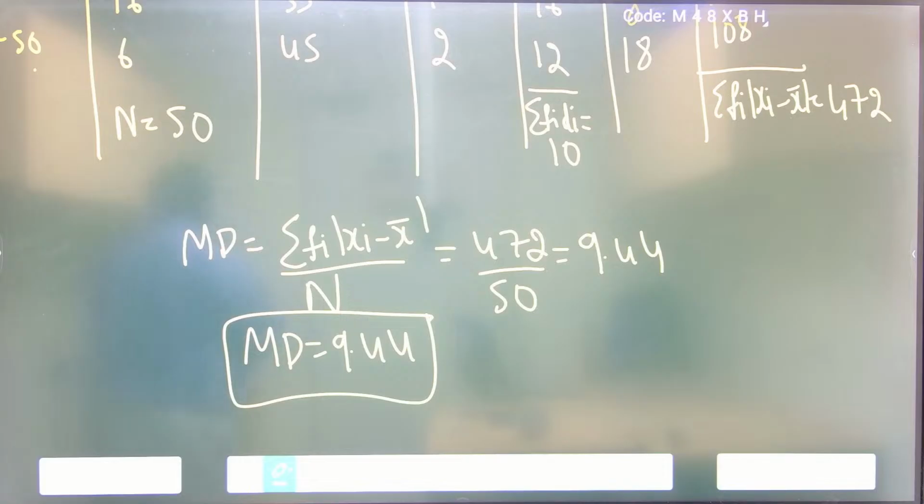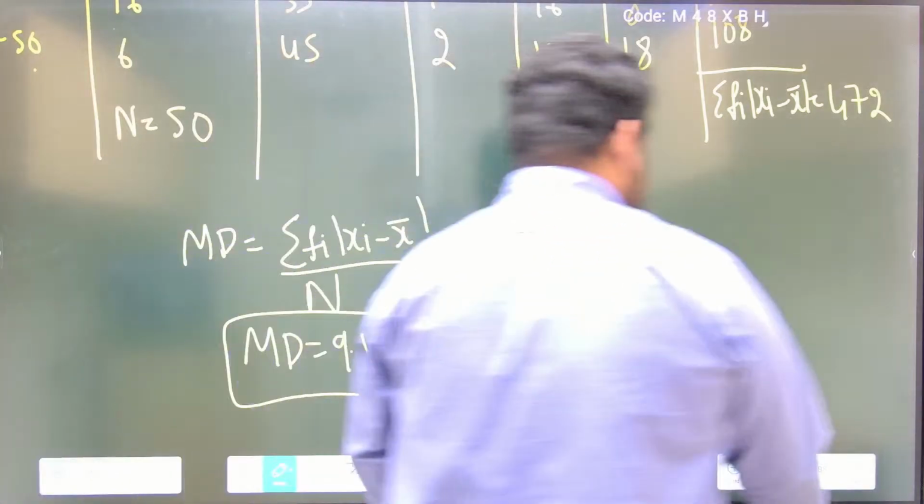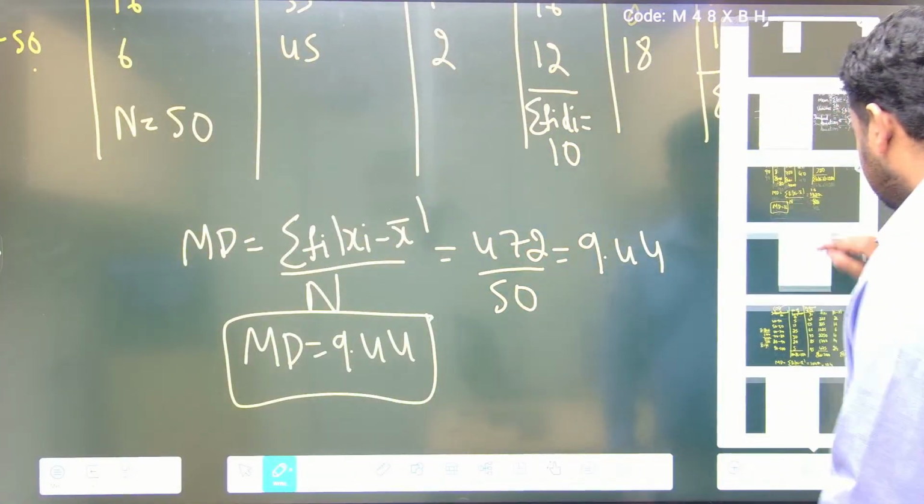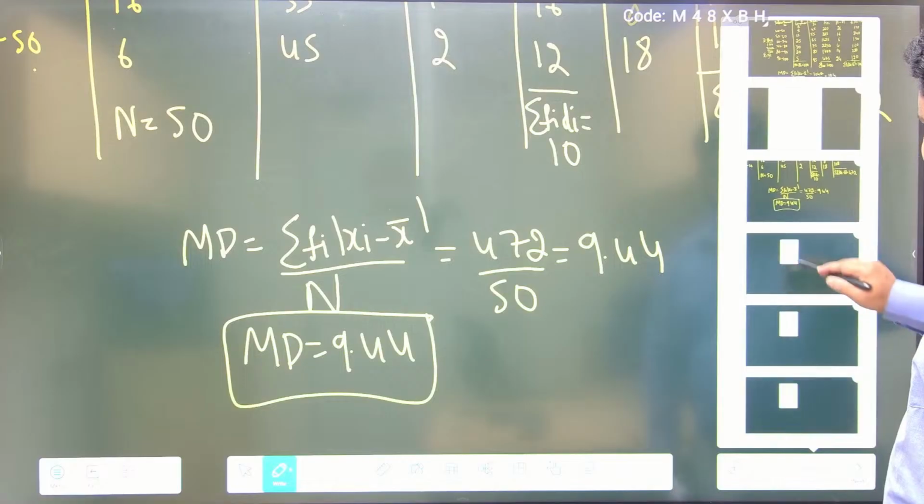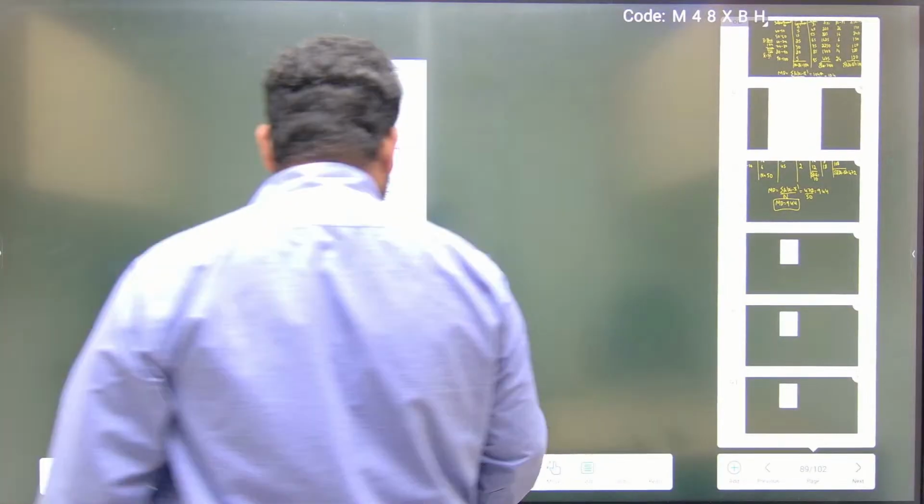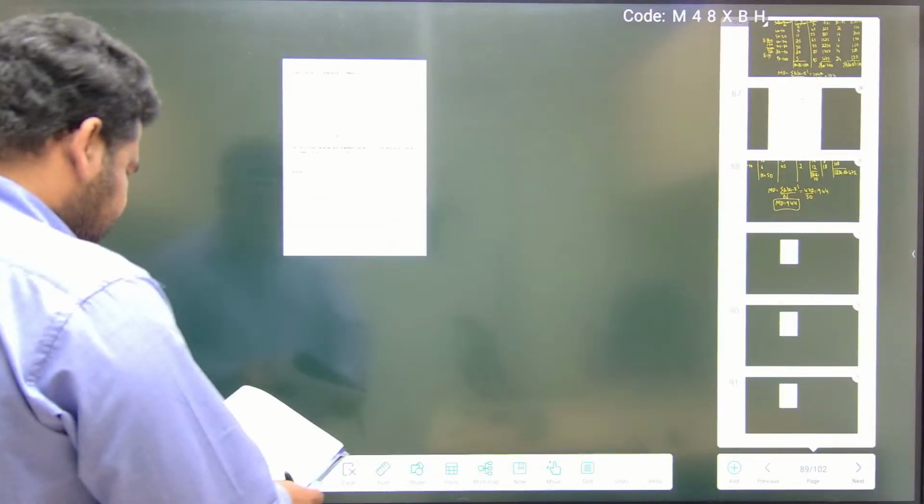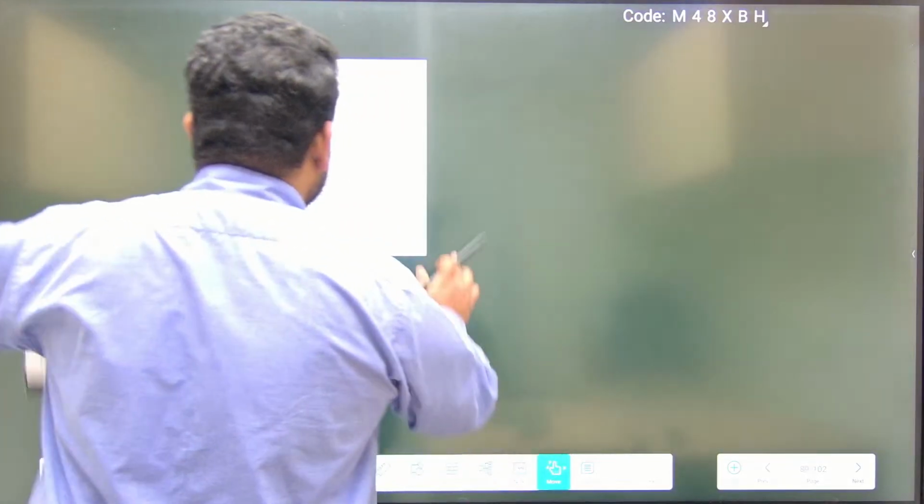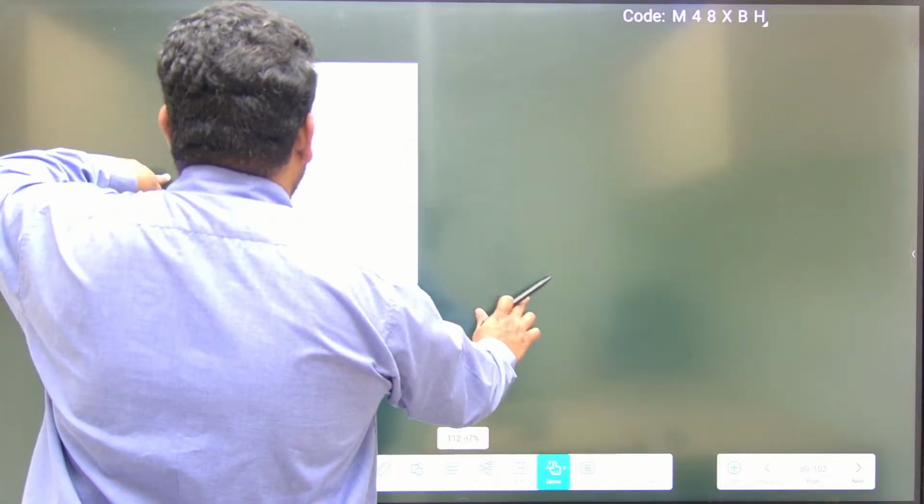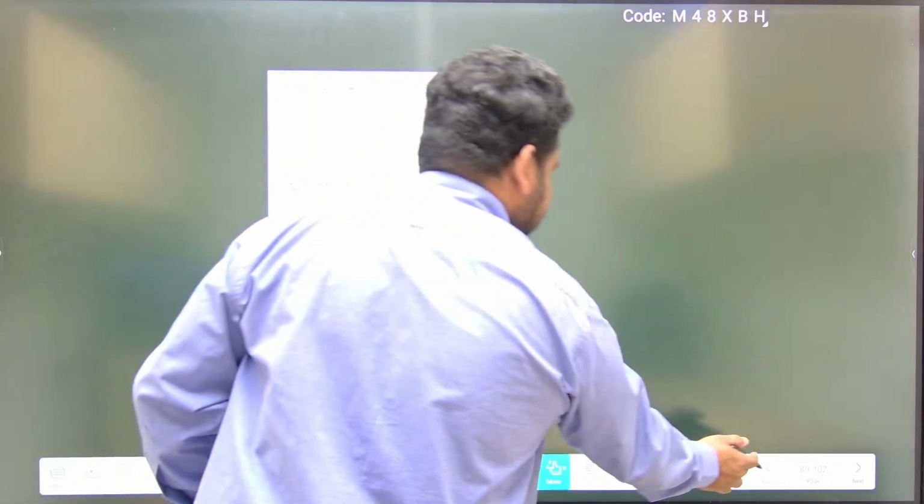Now let us solve one more question of this type, where they are not asking about the mean deviation, but they are asking the variance and standard deviation. Let us do one more question of this type, because questions repeat from this chapter. I have already told you the variance and standard deviation formulas.